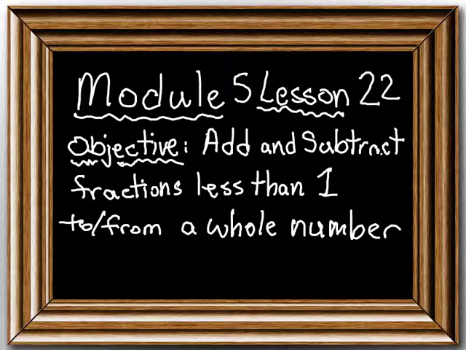This is Module 5, Lesson 21. In this one, we will be adding and or subtracting fractions less than 1 from or to a whole number. So we'll be taking or adding fractions to a whole number, and that number may be anywhere from 5, 6, or 7. So get your whiteboards out, get ready, and when you are ready, you can move on with the video.